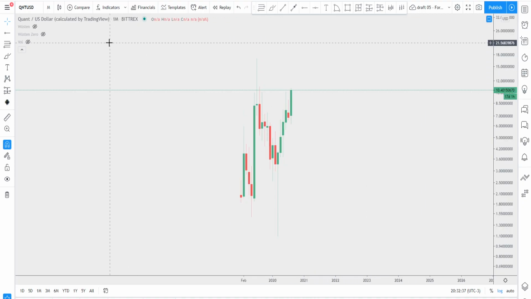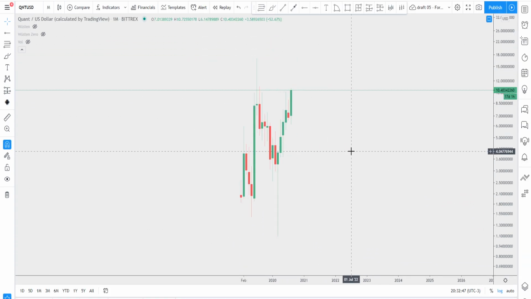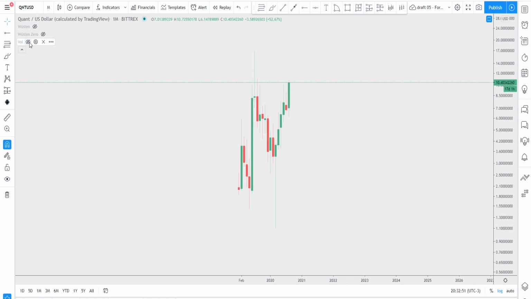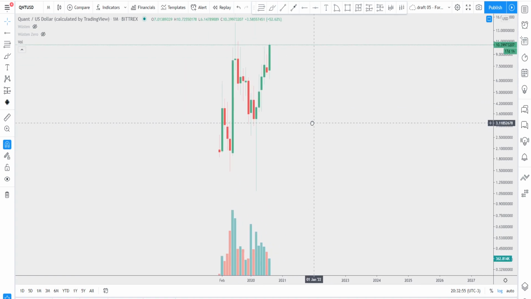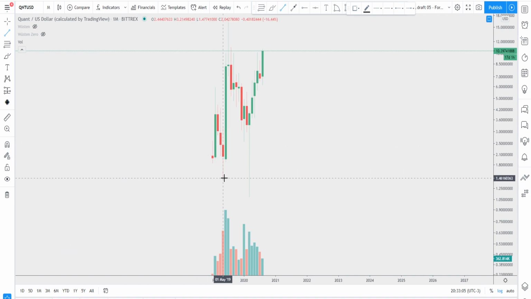So we are going to use the Bitrex chart, but I acknowledge the bigger picture. Okay, so let's do it. Let's start with volume and then OBV as well. So folks, we have rising price and decreasing volume, which is bearish.